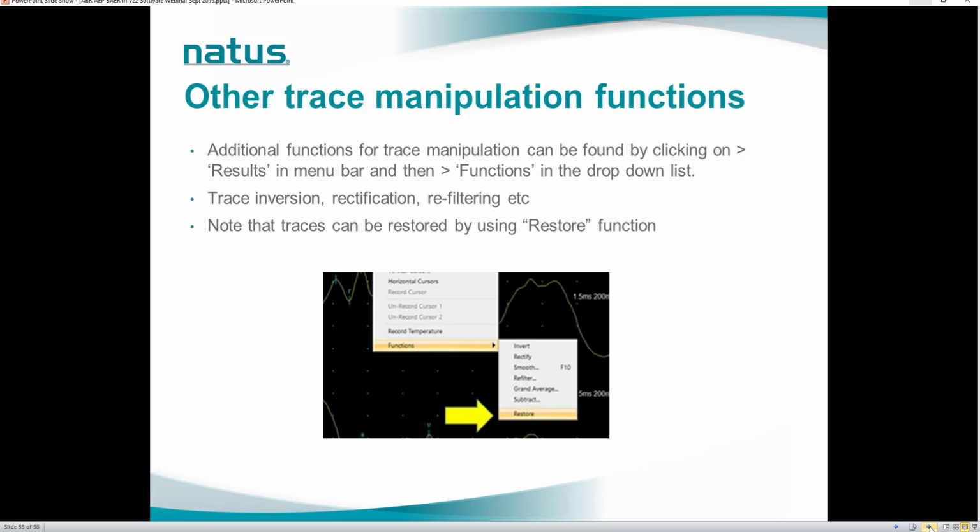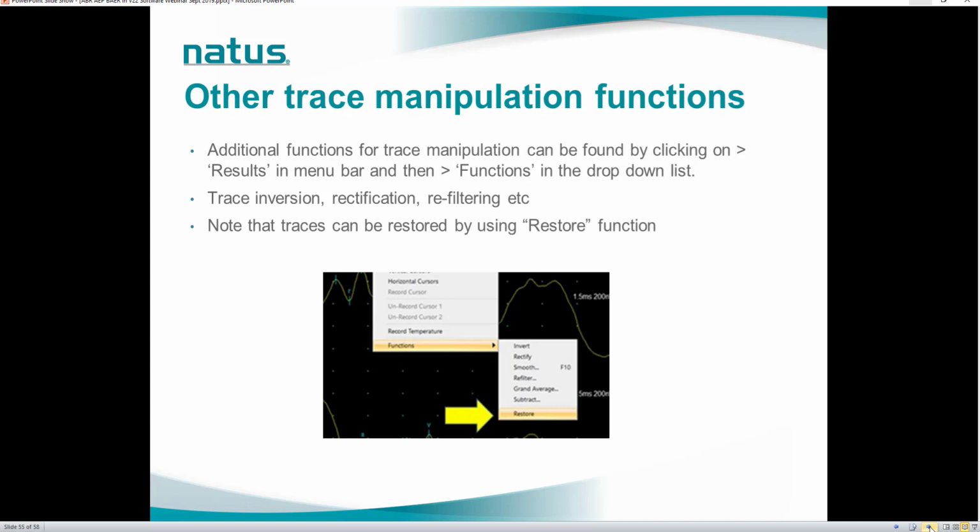And do note that we also have other trace manipulation functions. You can go to Results in the menu bar, then click on Functions under the drop-down list. Then we have things like trace inversion, rectification, and refiltering. We can also restore the trace by using the restore function.